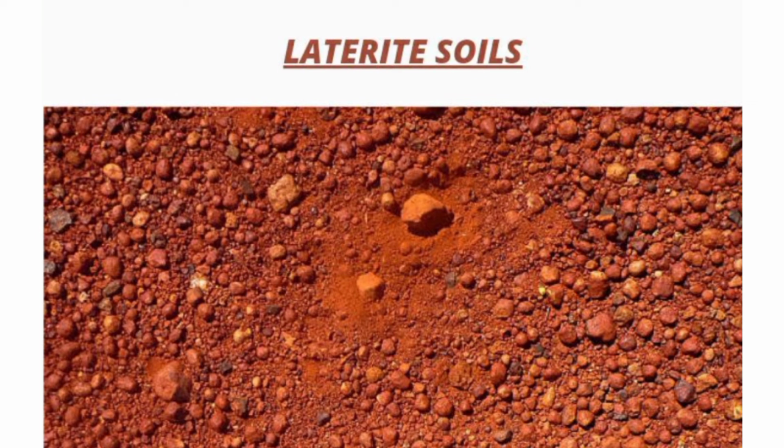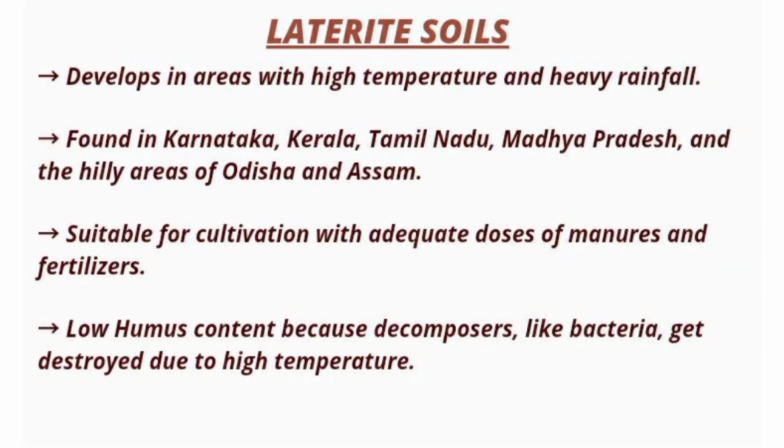Laterite soil develops in areas with high temperature and heavy rainfall. Found in Karnataka, Kerala, Tamil Nadu, Madhya Pradesh, and the hilly areas of Odisha and Assam. Suitable for cultivation with adequate doses of manures and fertilizers. Low humus content because decomposers like bacteria get destroyed due to high temperature.